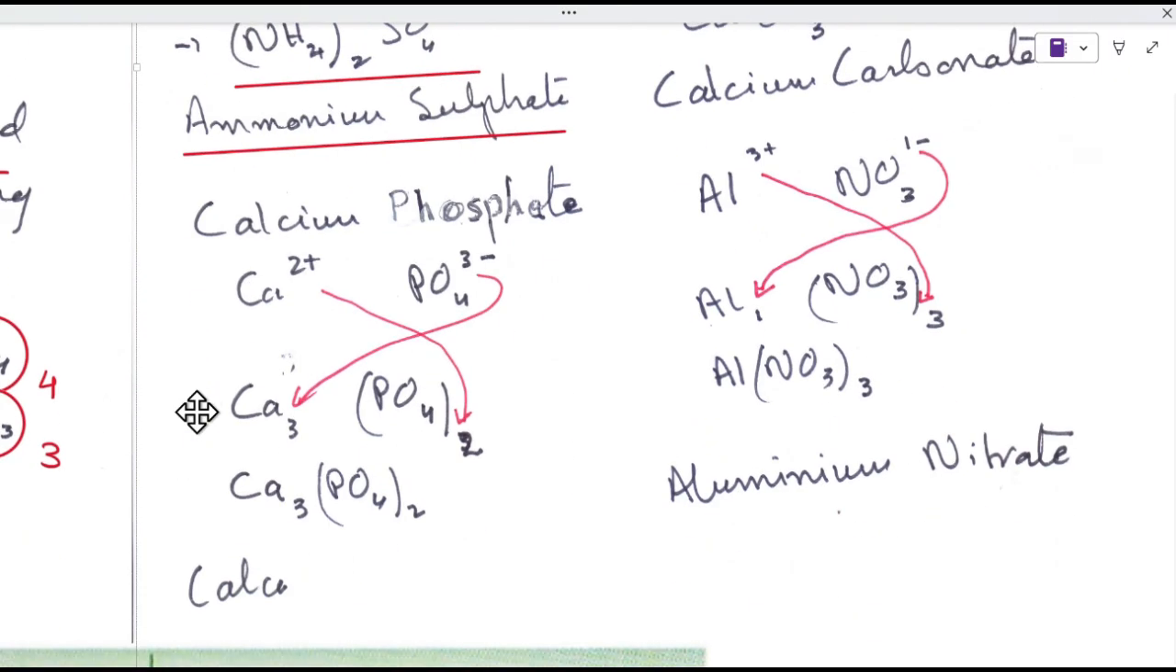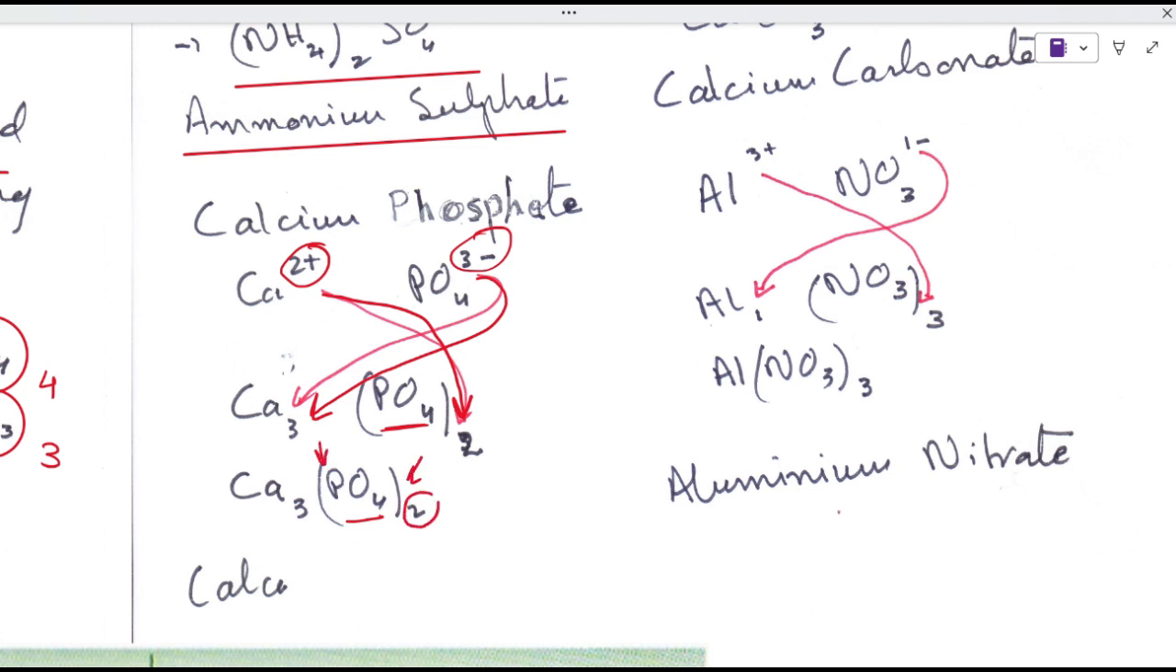Calcium phosphate. Calcium has 2 positive, phosphate has 3 negative. In the same manner, as I have drawn the arrows, 3 will come under calcium and 2 will come under phosphate. Phosphate is again a polyatomic ion, so we put it in a bracket and write 2 as a subscript on the right side under it.